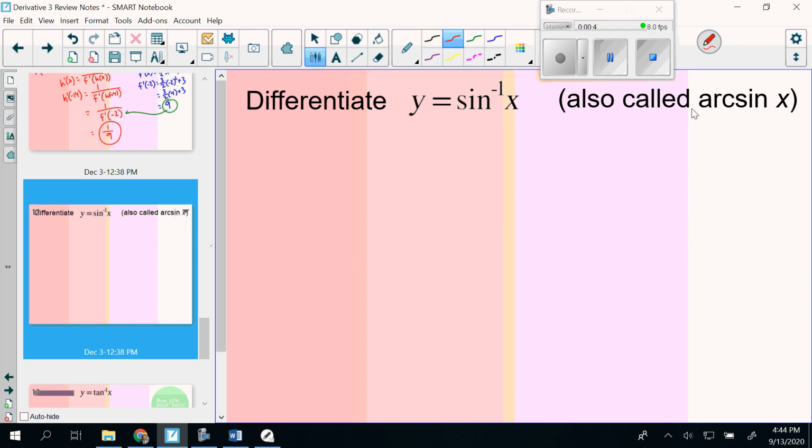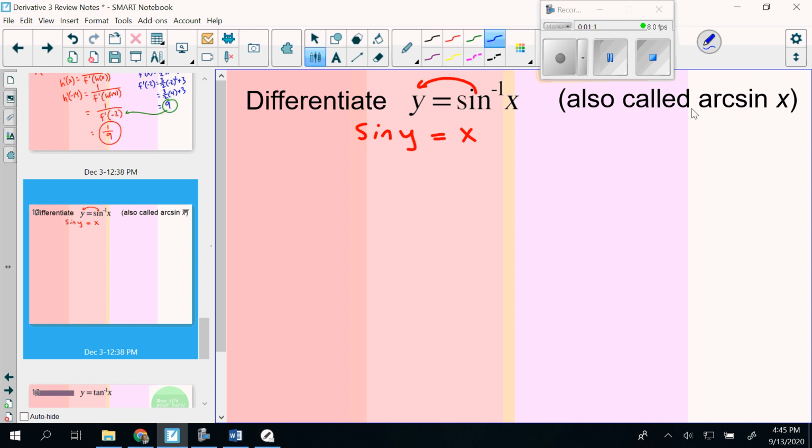So to differentiate that, what we have to do is change what this looks like. If we have y equals inverse sine of x, that also means that if we move that sine back to the other side, x would then be equal to sine of y. And that is something we know how to take the derivative of. So what we're going to do now is take the derivative of both sides.